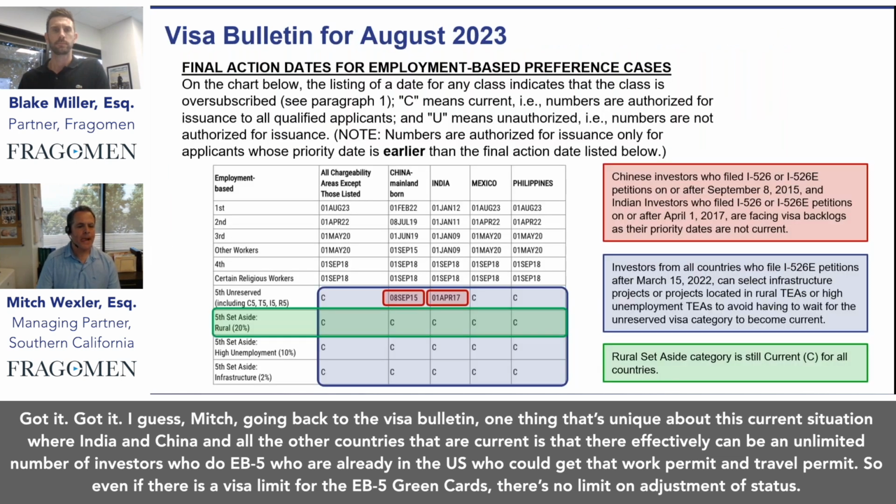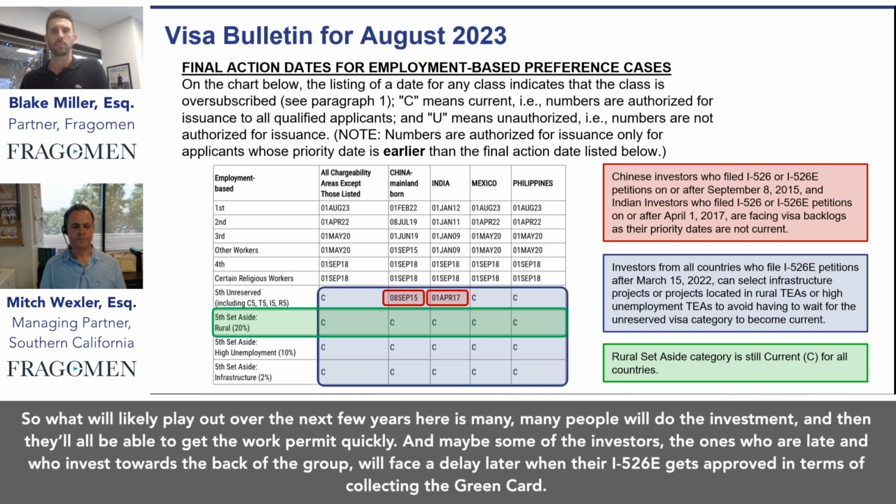I guess, Mitch, going back to the visa bulletin, one thing that's unique about this current situation, where India, China, and all the other countries are current, is that there effectively can be an unlimited number of investors who do EB-5 who are already in the US who could get that work permit and travel permit. Even if there is a visa limit for the EB-5 green cards, there's no limit on adjustment of status. So what will likely play out over the next few years is many people will do the investment, and then they'll all be able to get the work permit quickly.